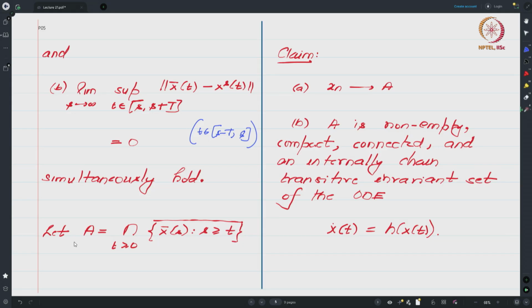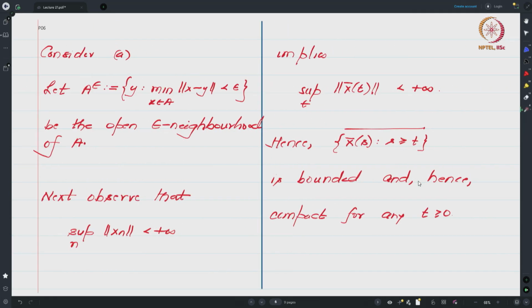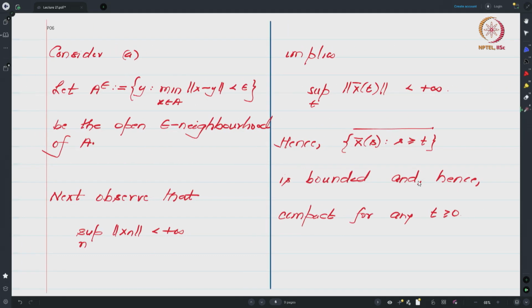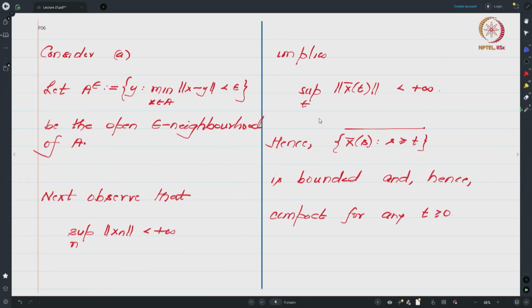So what we are saying is that, on this sample point that we have fixed, let this be A, and we are going to claim that whatever this A is, which is a function of your sample point, on one hand xn converges to this set and on the other hand it has the desired properties. In this class we are going to prove this part, and in the following lecture we are going to prove the B part of this claim.